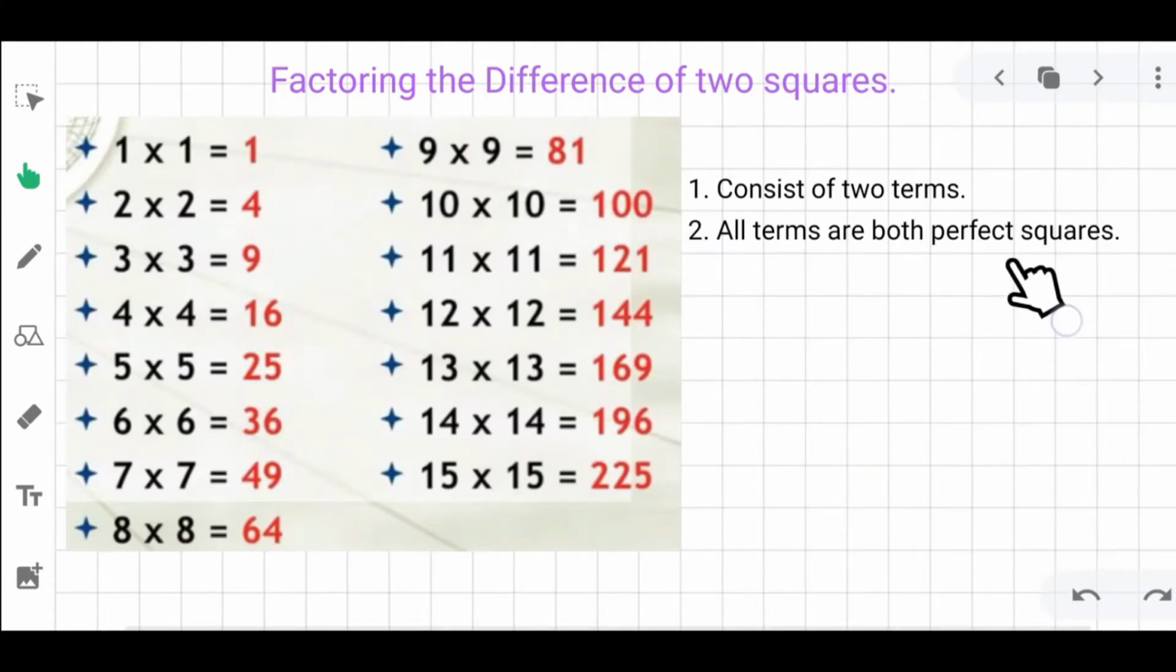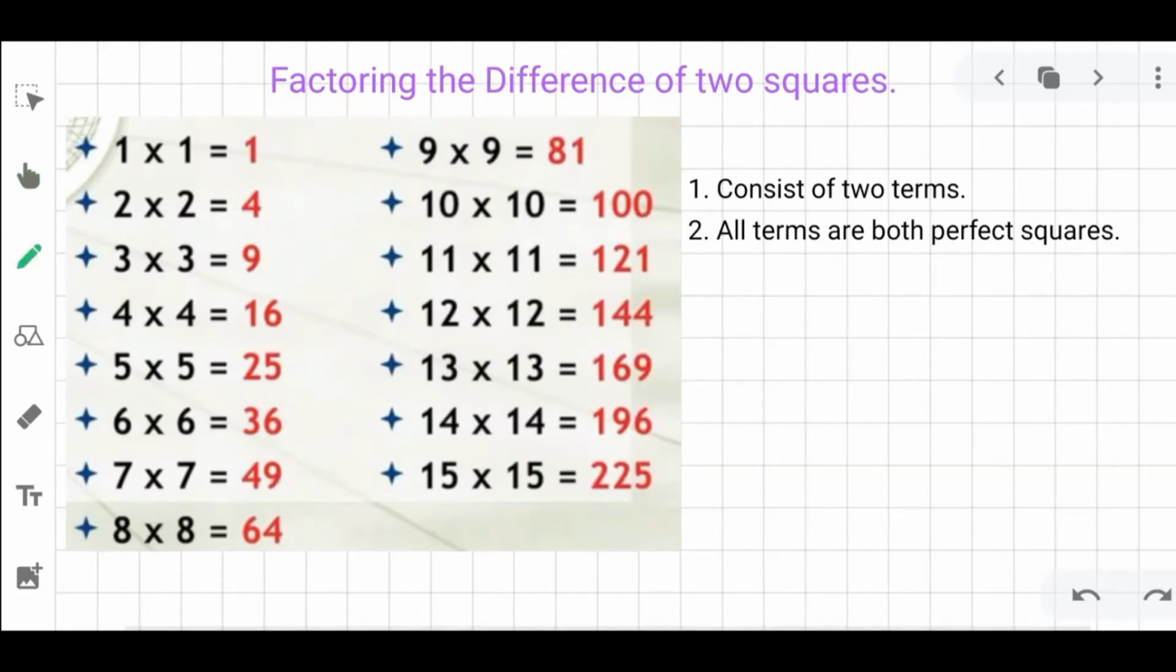So ano bang ibig sabihin ng perfect square? Kagaya nito, ang 1. Ang 1 ay perfect square kasi ang square root ng 1 ay 1. Ang square root ng 25 ay 5. Kung napapansin niyo, lahat ng factors nila ay parehas, multiplied by itself. So, 4 times 4 is 16. The square root of 16 is 4. So, ito yung mga listahan ng mga perfect square natin.